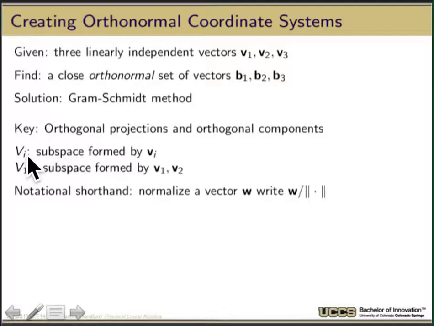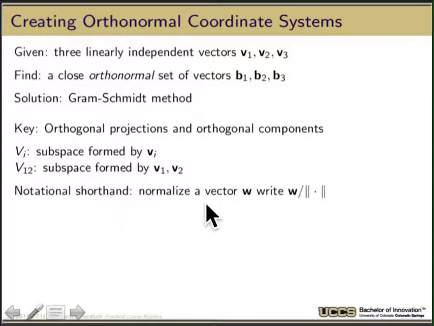If I form some space, V1 is the subspace formed by v1, and I can think of the space V2 as the subspace formed by v1 and v2. The subspace formed by v1 and v2 is not orthogonal. I'm going to make them orthogonal by projecting v2 onto where v1 was. You remember that because these are linearly independent, I can always project v2 onto v1, and I'm going to get something. If they're orthogonal, I'll get 0. If they're not, I'll get something that's there, and I'll subtract it off.